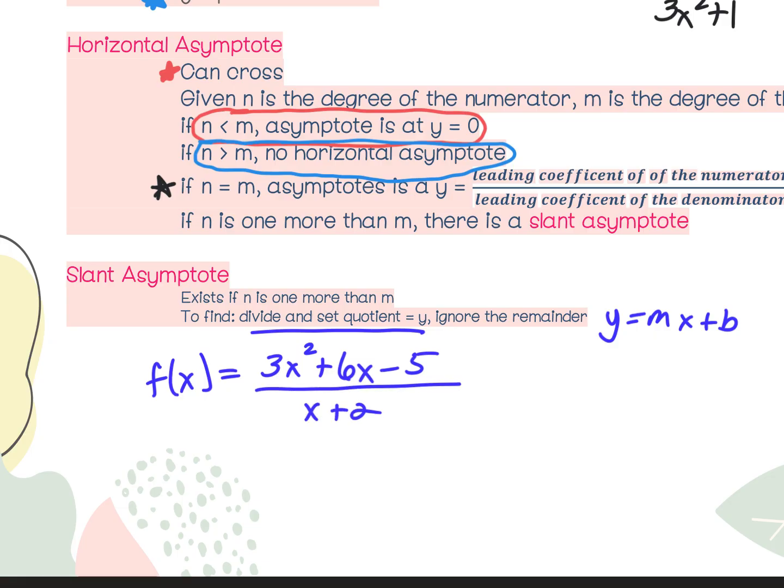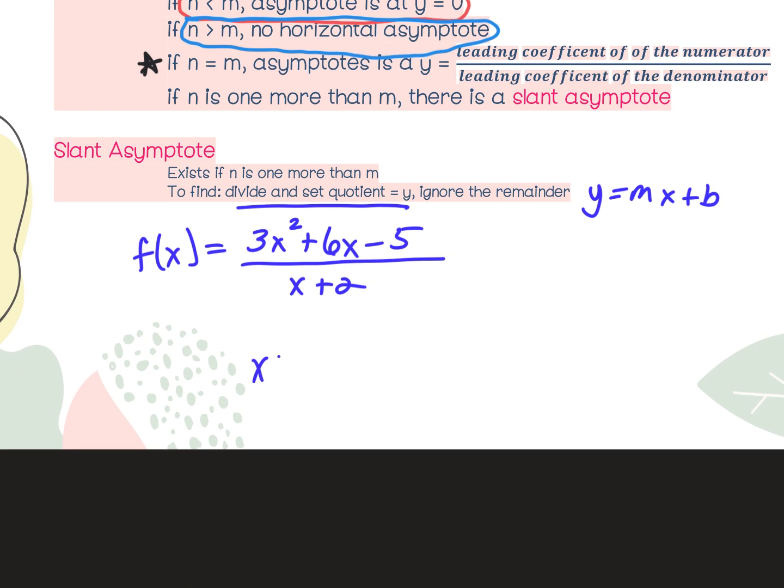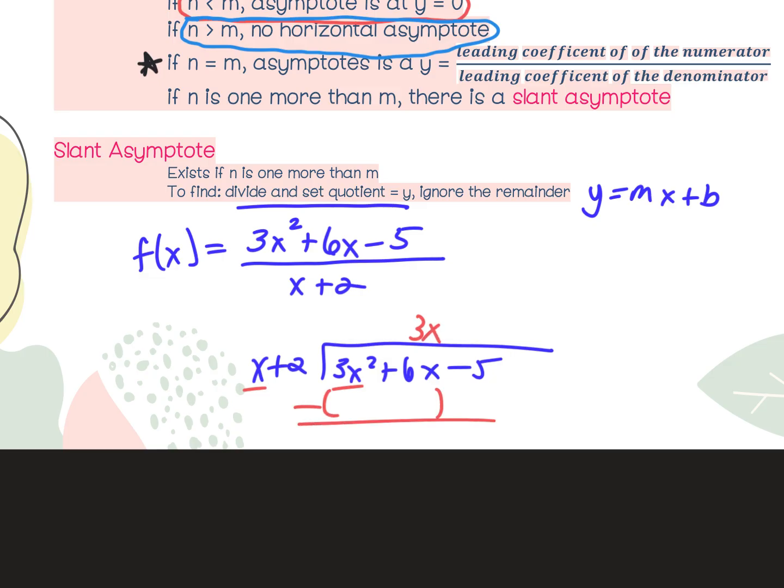All right, if you compare the numerator degree to the denominator degree, it's 2 over 1. 2 is bigger than 1. That means your horizontal asymptote is non-existent. So for long division, we would say x plus 2 on the outside and 3x squared plus 6x minus 5 on the inside. Long division, guys. First term into first. X into 3x squared. 3x. Get your subtraction ready. Before you multiply, 3x times x is 3x squared. 3x times 2 is plus 6.